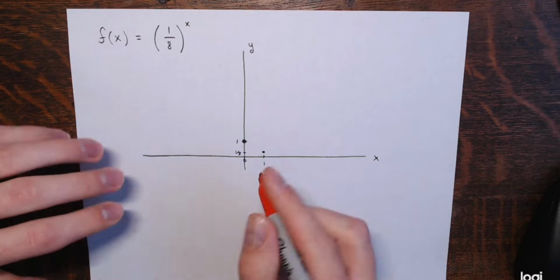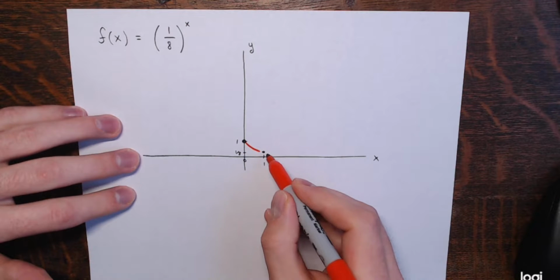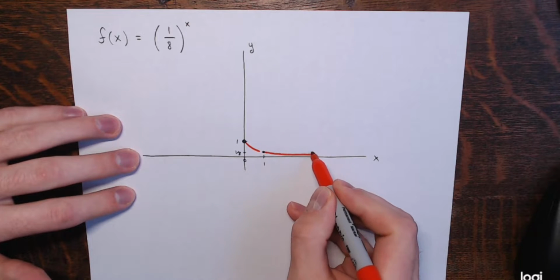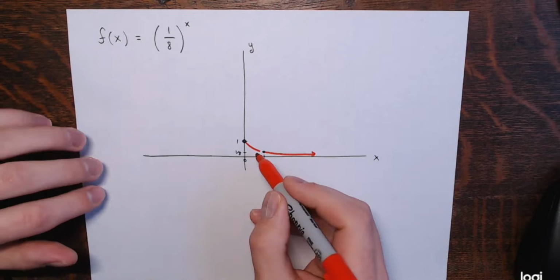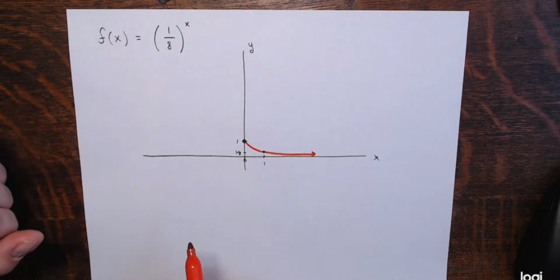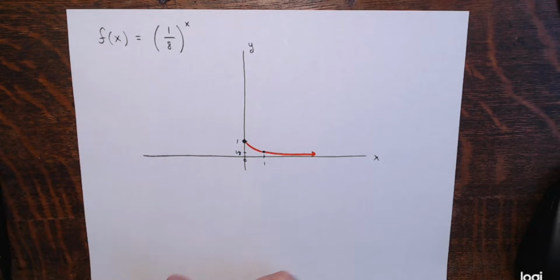the output decreases, right? You are decreasing, going down. Now, it never actually touches the x-axis, right? Remember, the x-axis is a horizontal asymptote for these basic exponential functions, but it is decreasing.